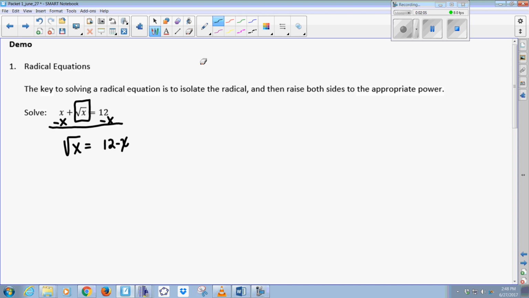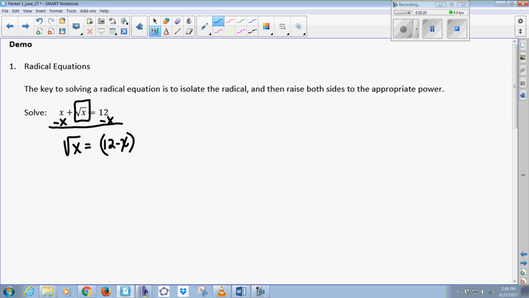And as I've mentioned before, we want to put parentheses around the 12 minus x so that we see that as a single quantity. And if we end up having to multiply it or apply an exponent to it, then we make sure we do it properly.